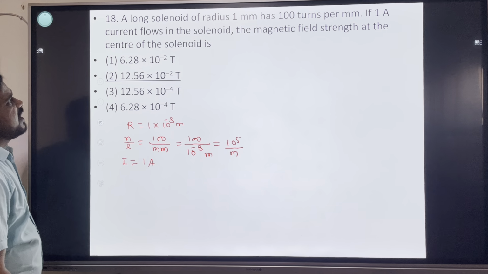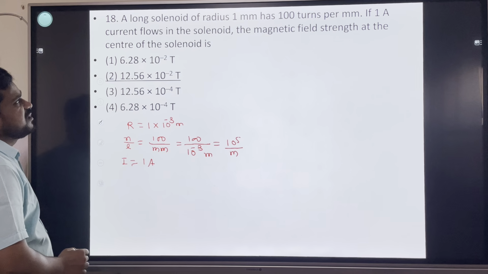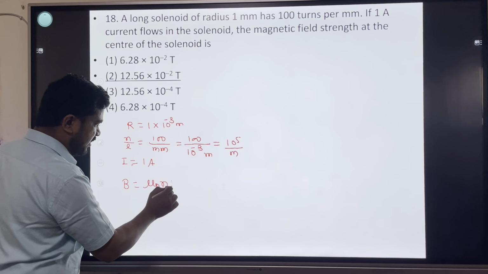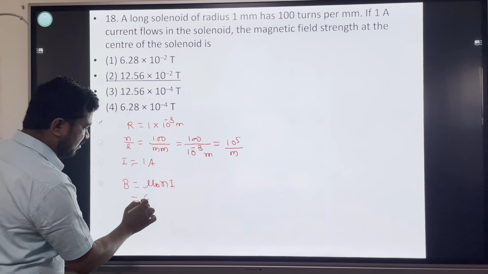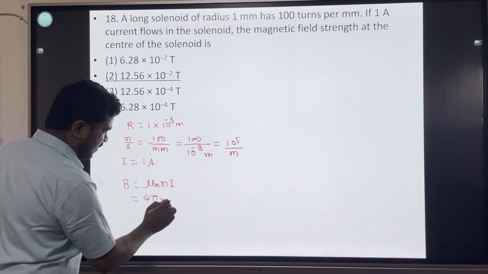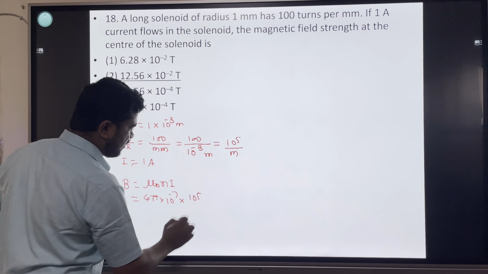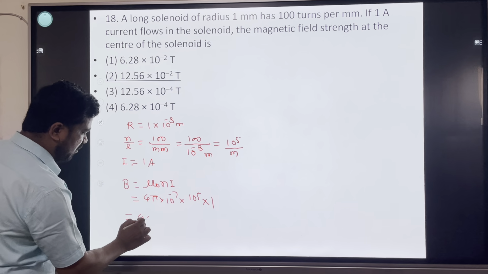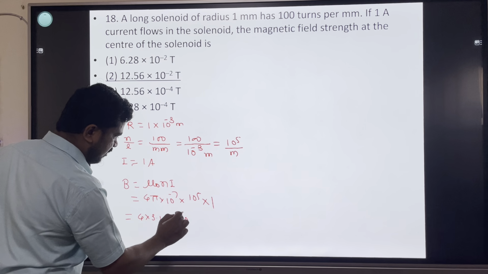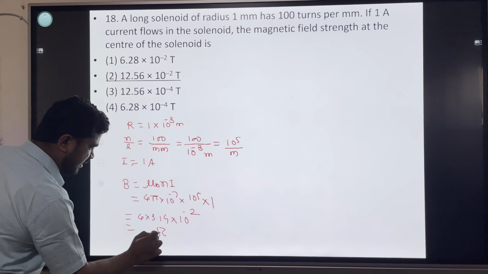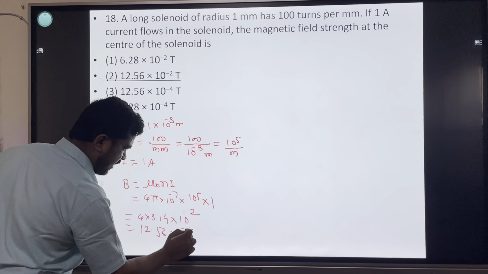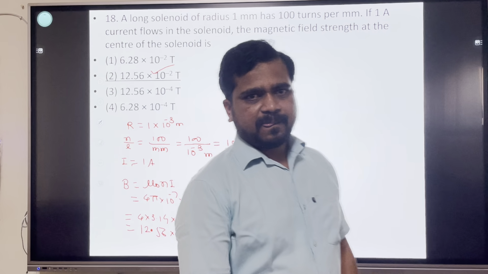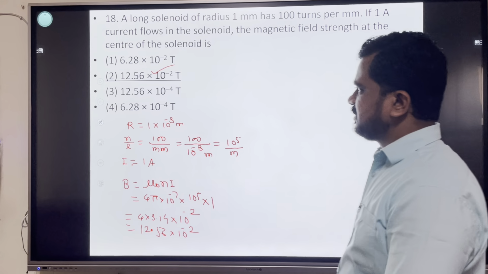The magnetic field strength at the center of the solenoid is? Magnetic field strength का formula B is equals to mu 0 into Ni. Mu 0 is 4 pi into 10 raised to minus 7, number of turns per unit length 10 raised to 5 into current 1. 4 into pi 3.14 into 10 raised to minus 2. Multiplication 12.56 into 10 raised to minus 2 Tesla. Magnetic field at the center of solenoid. Easy, बहुत easy question.